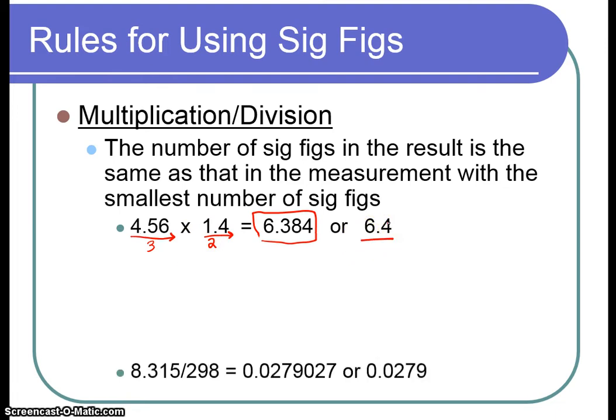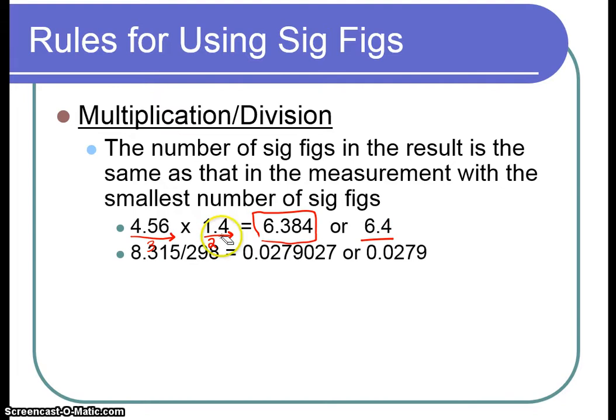The same would be true for division. So if I have, erase that because that's on top of that. I have a number here with 4 sig figs. I have a number here with 3 sig figs. I divide it. This is what my calculator gives me, but I know 3 is the smaller one, and so now I have to round it so that there's 3 sig figs.